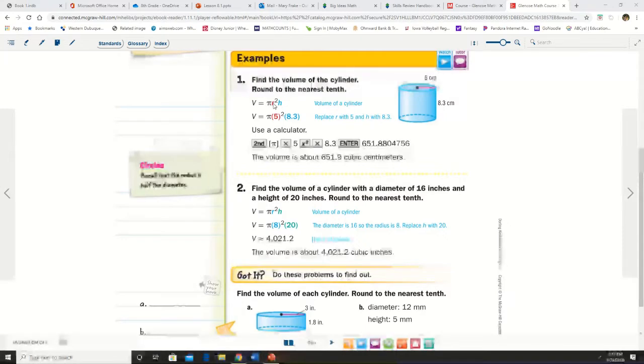Again, the pi times radius squared is taking the place of the capital B. You do not need to put the capital B in there. You can go ahead and start with the pi times radius squared right away. So as we take a look at our figure over here, again, pi would be your pi key on your calculator.